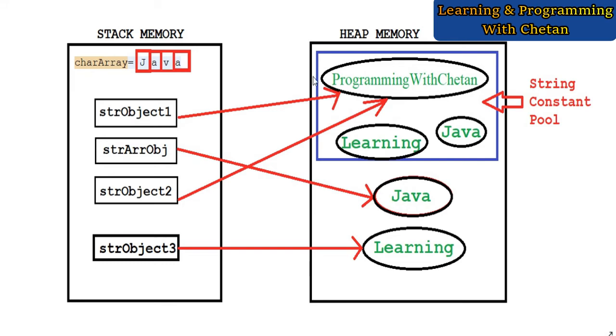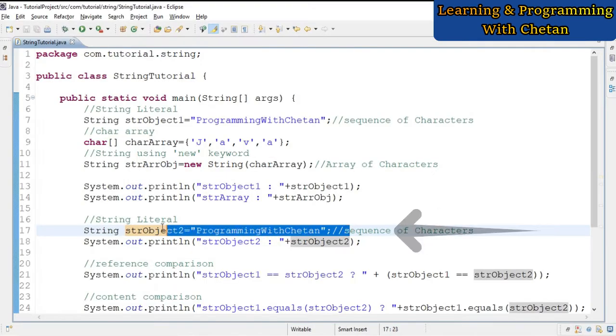And if an object is not present, then it will create a new object inside the string constant pool. And next time, whenever we create a string literal with the same value, instead of creating a new object inside the string constant pool, that new reference variable will point to the same object. So in this statement you can see that I am creating an object with the same value, programming with Chetan, with the reference variable name as string object 2.